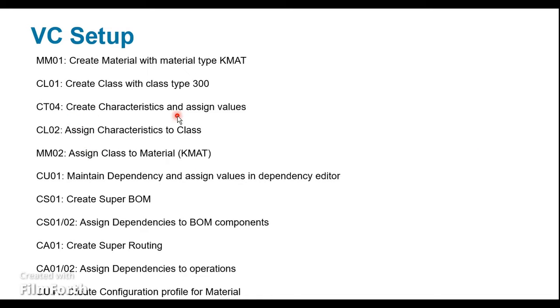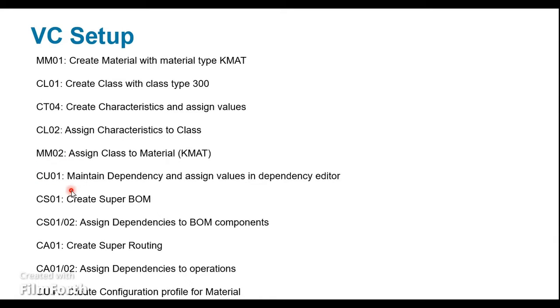So once we create this characteristic and assign the values, and again in the CL02, we are going to assign these characteristics to this particular class 300. So once the class and the characteristic combinations are assigned, you're going to assign this class to the material master, which is the KMAT material in the transaction MM02. So this is one set of master data related to the material and the class and characteristics.